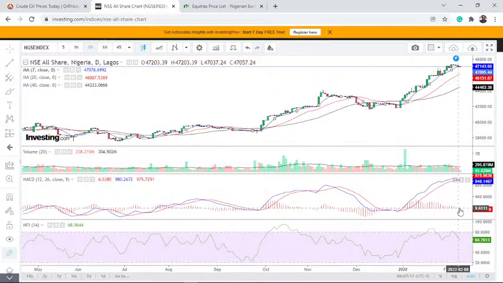Also, before I go further, I want to quickly look at the state of the market as we speak now, and I'll start with the top trades. The top trade as we speak now: Sovereign Trust Insurance Company is leading the top trade with high volume, followed by Fidelity Bank, Access Bank, Transcorp and GTCO. I said GTCO has remained on the top trade for a while.